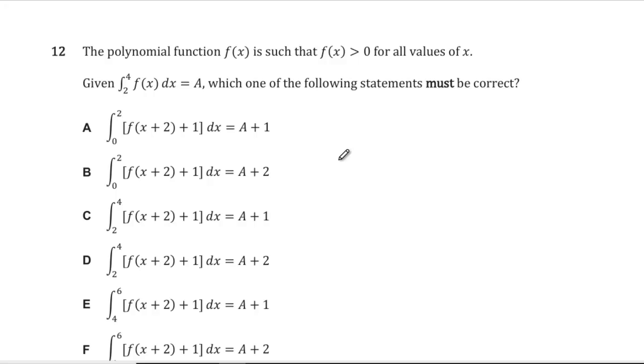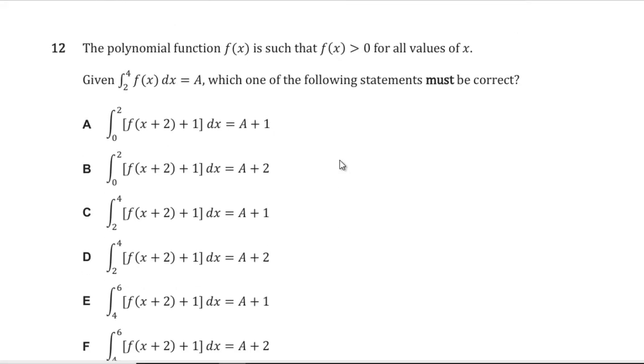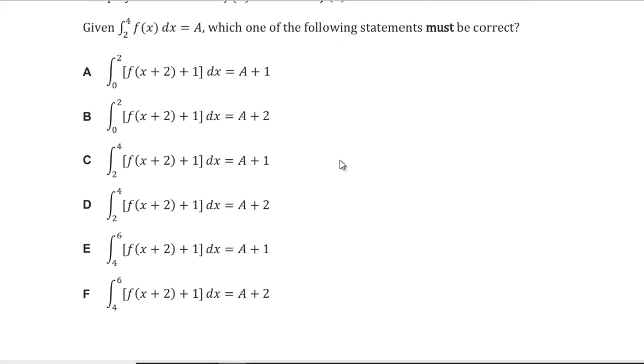Right, question 12. A polynomial function f of x is such that f of x is greater than 0 for all values of x. Given that the integral of f of x dx is a between 2 and 4, which of the following ones must be correct? Right, so I've done a whole load of translations here. They've added 1 onto all of them. So if they've added 1 on, all of the gaps are 2 in the limits. So that's going to do a plus 2 on stuff. These are just translations.